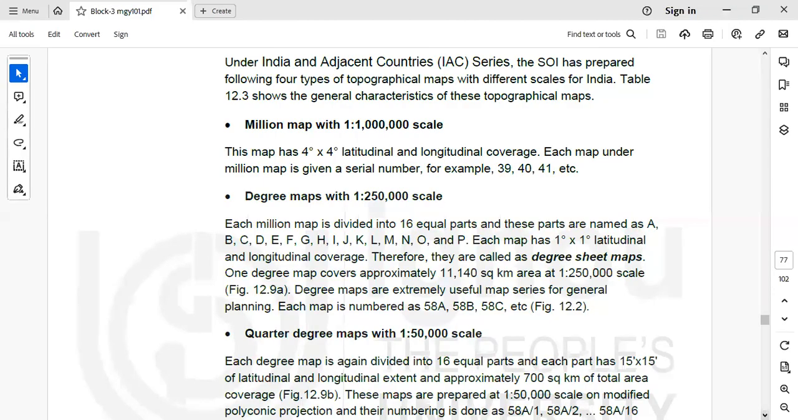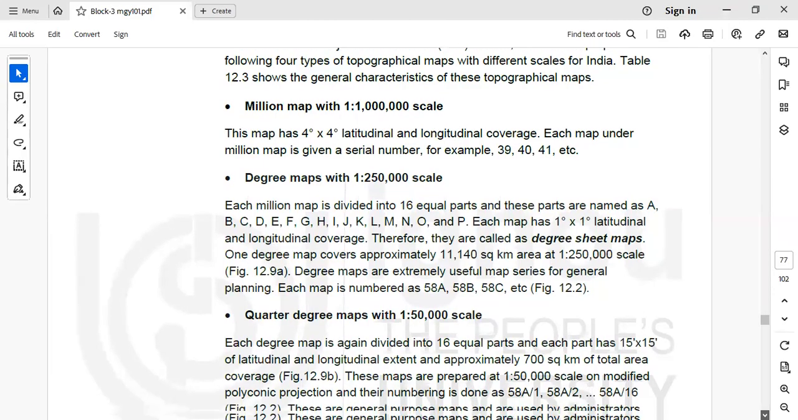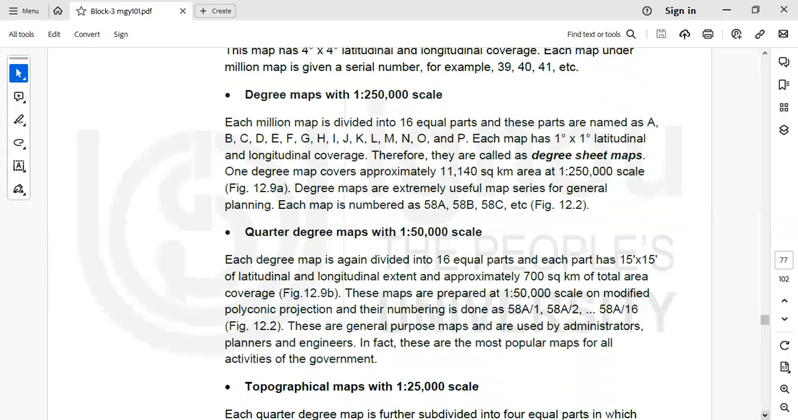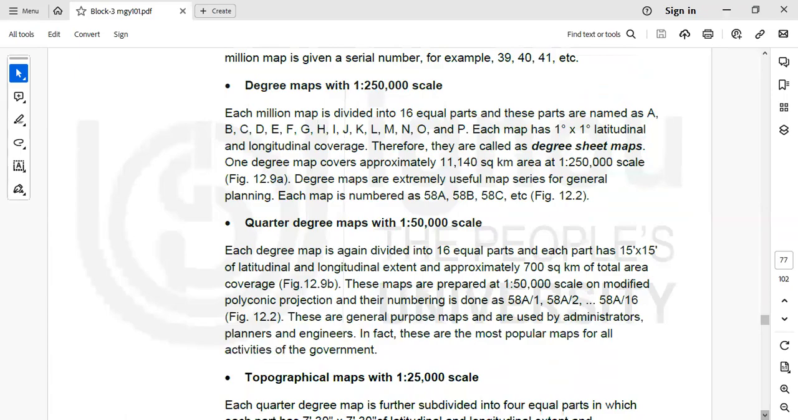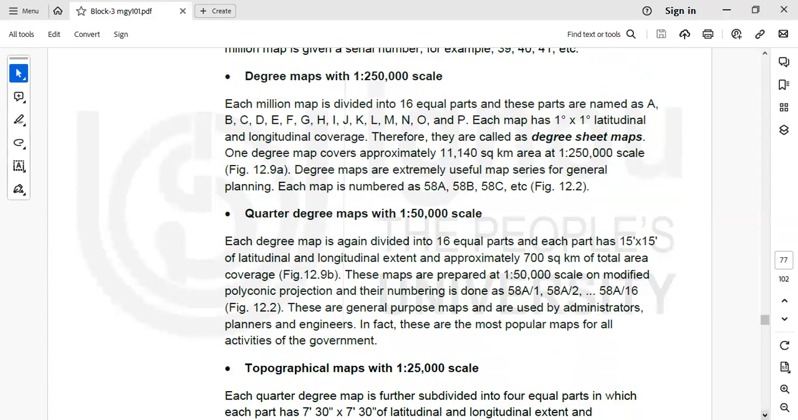the 58 million map. Then we have the quarter degree map, with a scale ratio of 1:50,000. In this case, each degree map is again divided into 16 equal parts, and each part has a coverage of 15 minutes by 15 minutes of latitude and longitude, and these maps cover approximately 700 square kilometers of total area in each map.